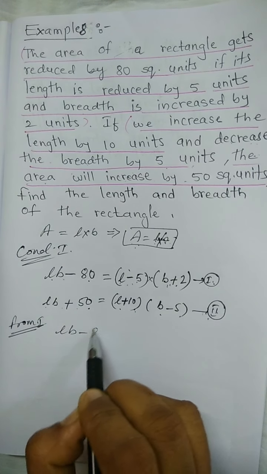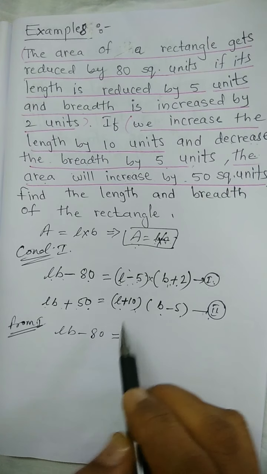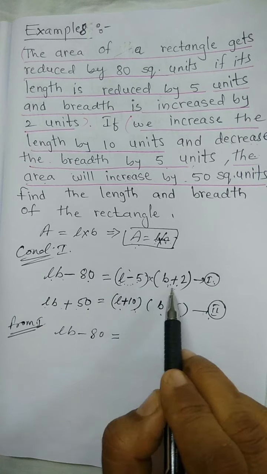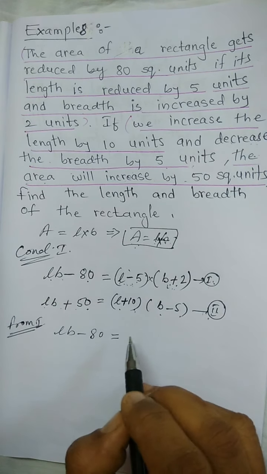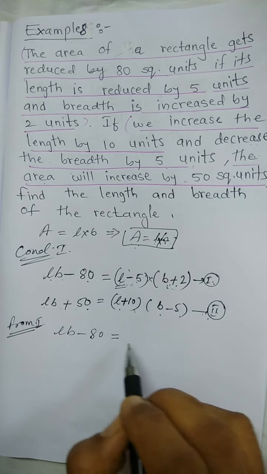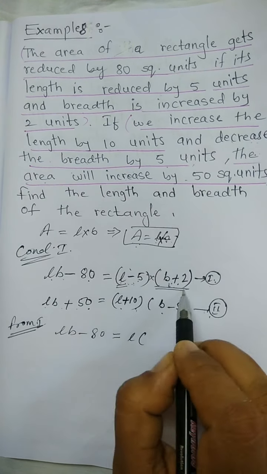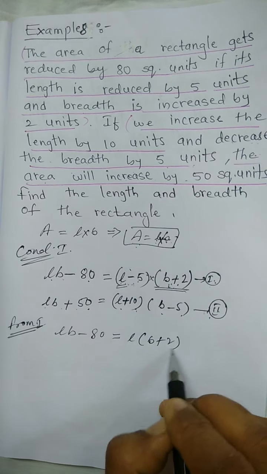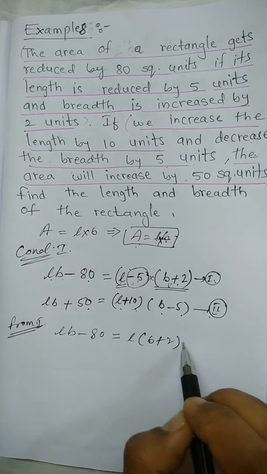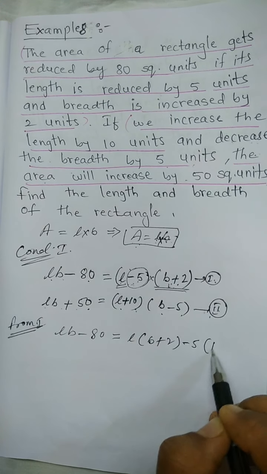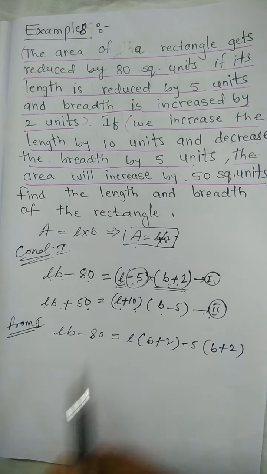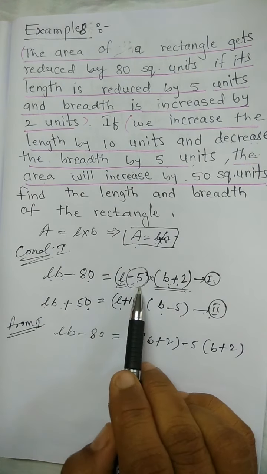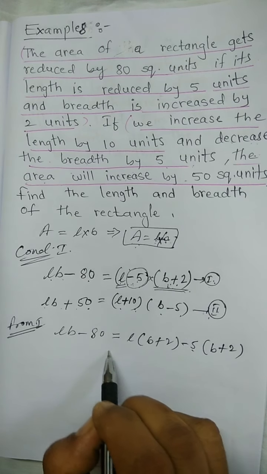(L + 2)(B − 5) equals, how to solve two brackets? How will you multiply these two brackets? I will tell you. First term multiplies by the full second bracket, and the second term is minus 5, that also multiplies by the full bracket. First term multiplies by the second bracket, second term also multiplies by the second bracket.